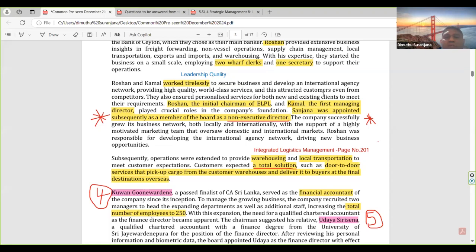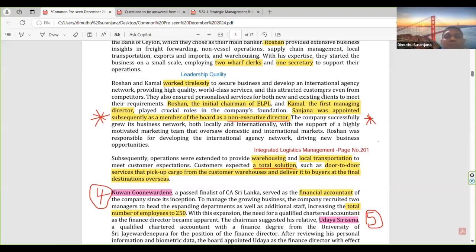Roshan, the initial chairman of ELPL. Roshan was the chairman, right? And Kamal, the managing director, played a crucial role in the company's foundations. Sanjana was appointed subsequently as a member of the board as a non-executive director. That may be a concern from an auditing perspective, a governance perspective, whether Sanjana becoming a director is acceptable or not. That is a concern that should be raised in the auditing subject.